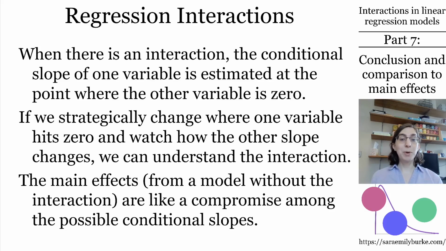But I do want you to remember a few key points. When there's an interaction, the conditional slope of one variable is estimated at the point where the other variable is zero. And if we strategically change where one variable hits zero and watch how the other slope changes, we can understand the interaction. And main effects from a model that does not have an interaction in it are like a compromise among the possible conditional slopes that you would get if you did include the interaction.